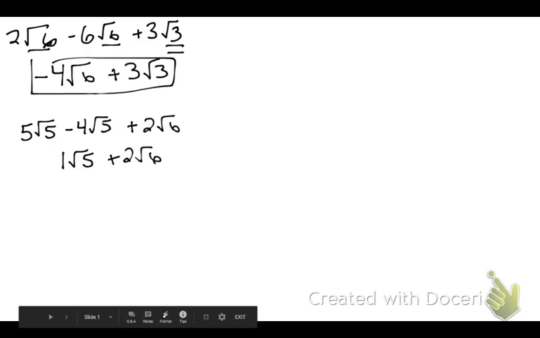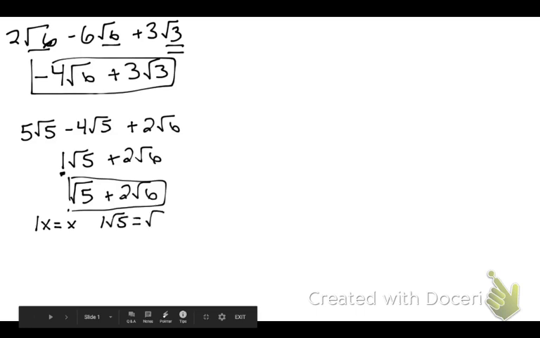Normally, we wouldn't write the 1 out front, so most of the time people would write square root of 5 plus 2 square root of 6 this way. Right? It's kind of like 1x is the same thing as just x. 1 square root of 5 is the same thing as just the square root of 5.